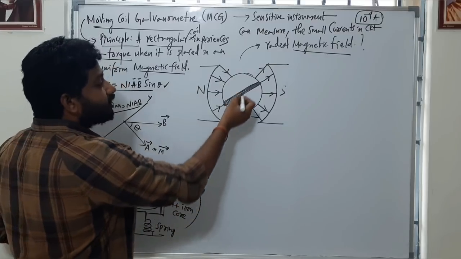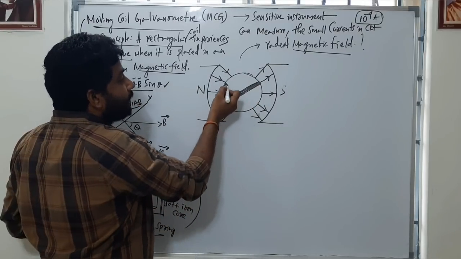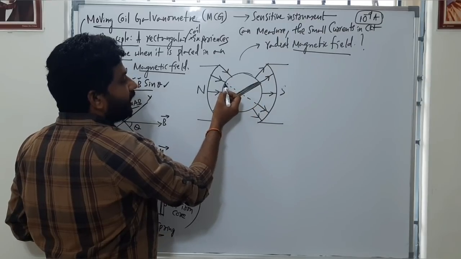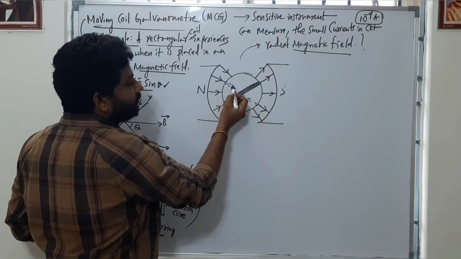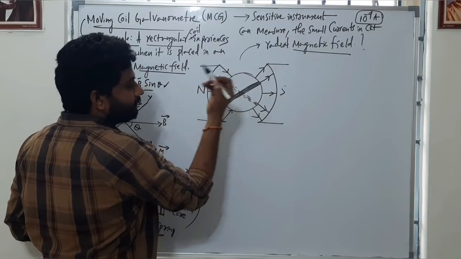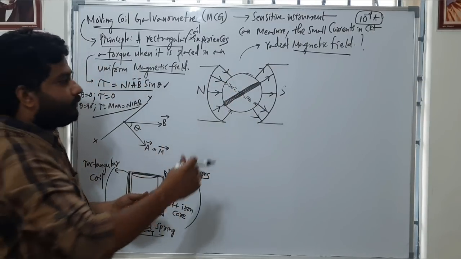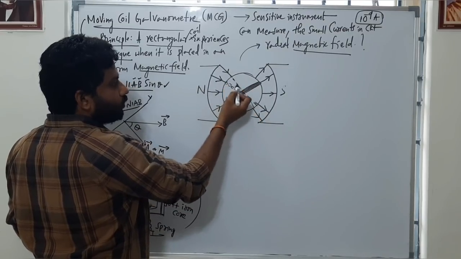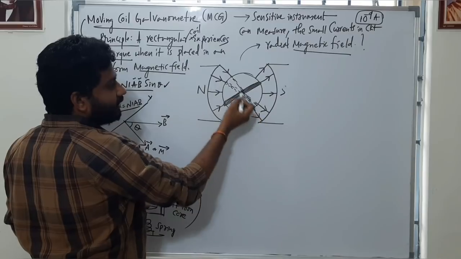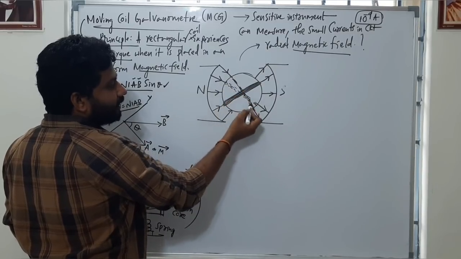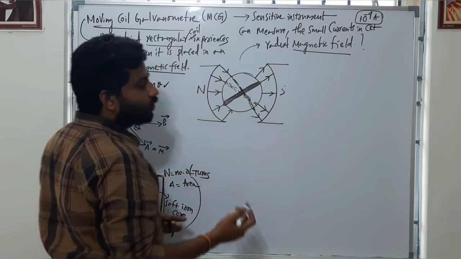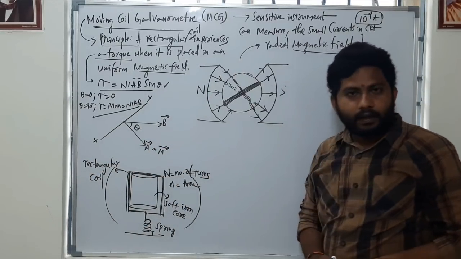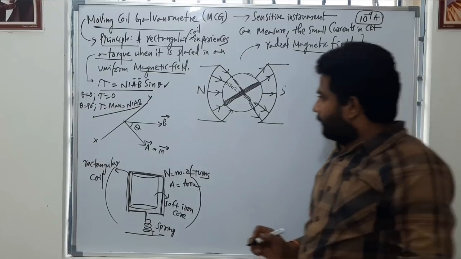Okay. The initial position is like this. After some time, the position of the rectangular frame will be like this, maybe like this. And after some more time, it can be rotated in this way also. You got the point? So this rectangular frame on the cylindrical soft iron core will be rotated in this way. Now, I'm writing the same.